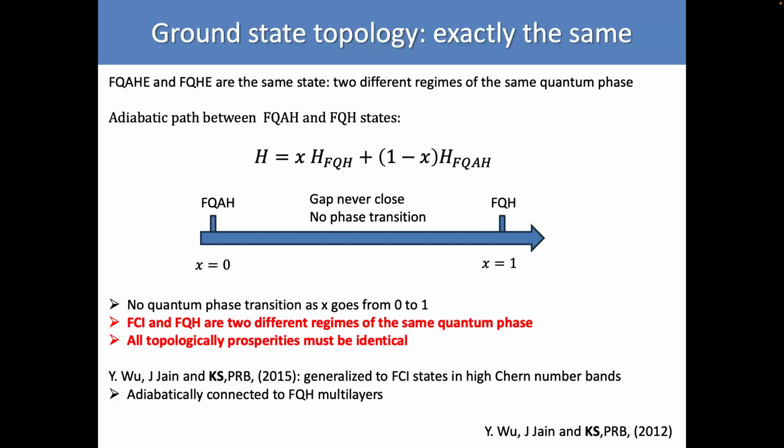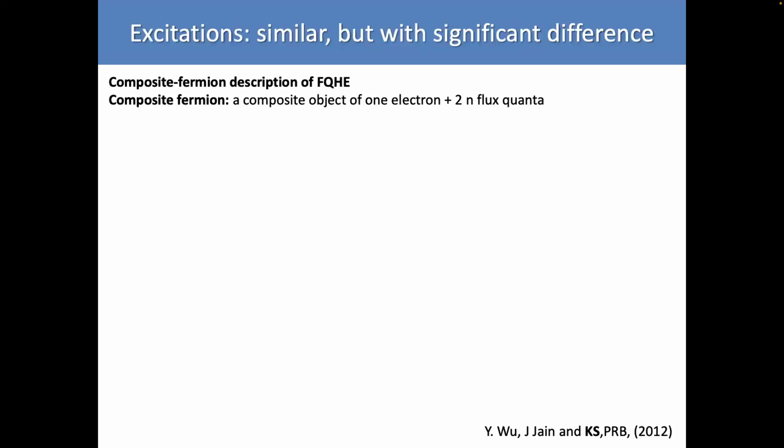For Chern bands, another difference between Chern bands and Landau levels is that Chern bands can have higher Chern numbers. In another study a few years afterwards, we showed that fractional quantum anomalous Hall states in higher Chern number bands are also adiabatically connected to fractional quantum Hall states. But there we need to use fractional quantum Hall multilayers to connect with higher Chern number bands. Nevertheless, for ground states, we know they are adiabatically connected, and one doesn't need to close any gap to go from one to another.